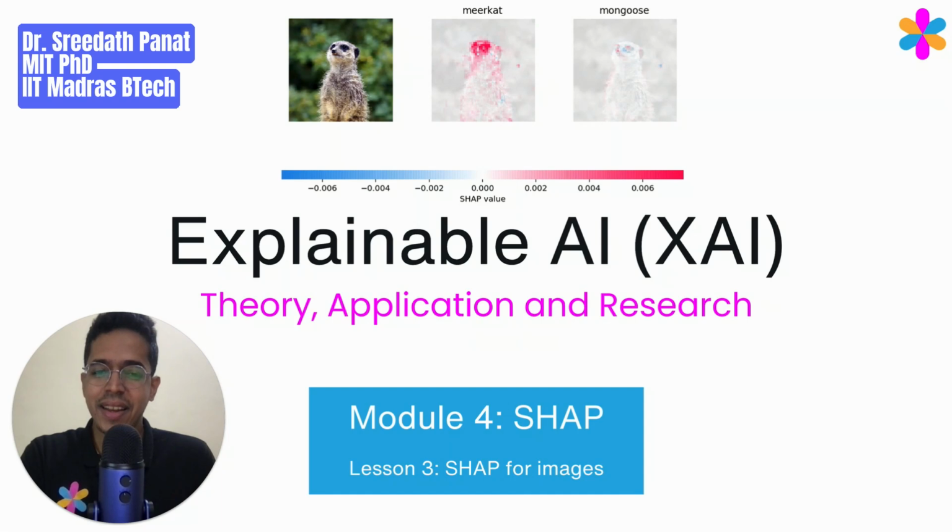We'll be looking at theory, application, and research within Explainable AI. In this particular lecture, let's see how to apply SHAP, which is Shapley Additive Explanations, for images. SHAP is by far the most commonly used and most popular technique within Explainable AI, and let's see how to do that.